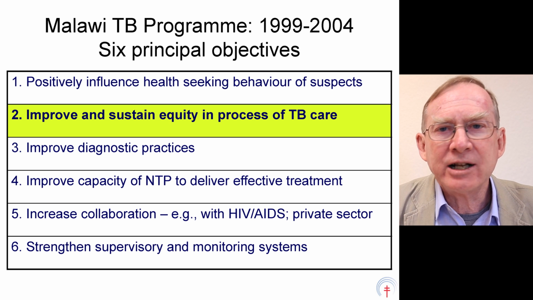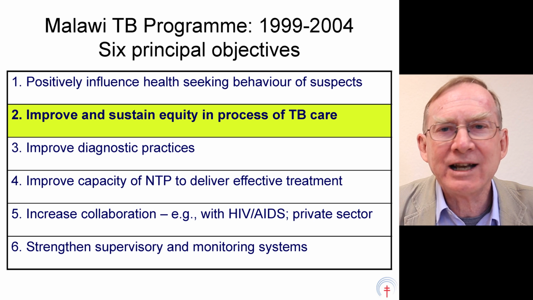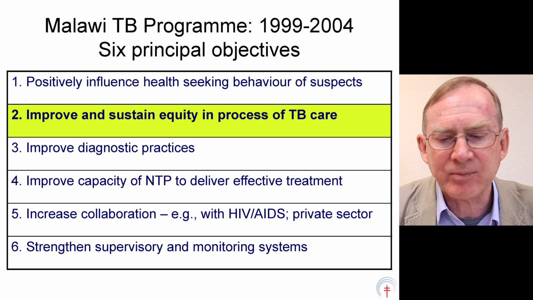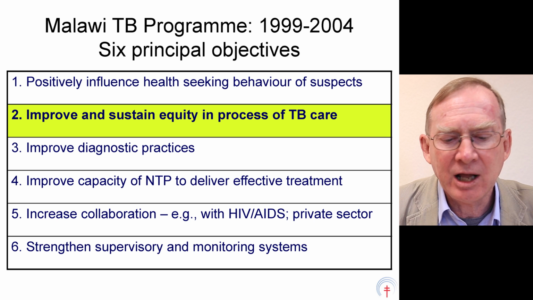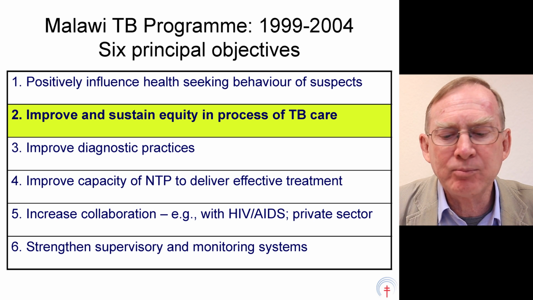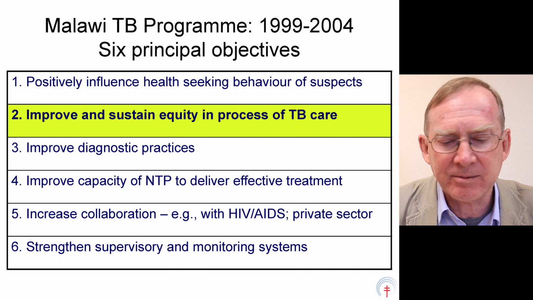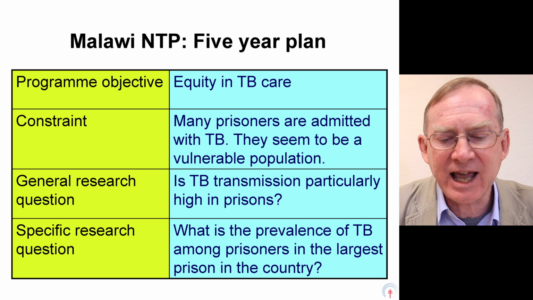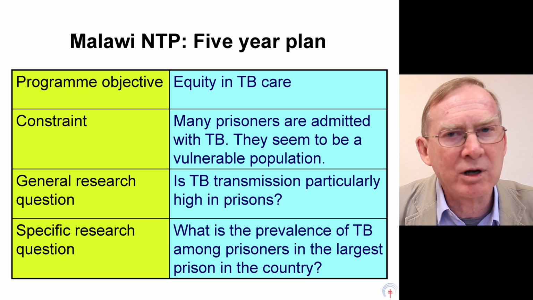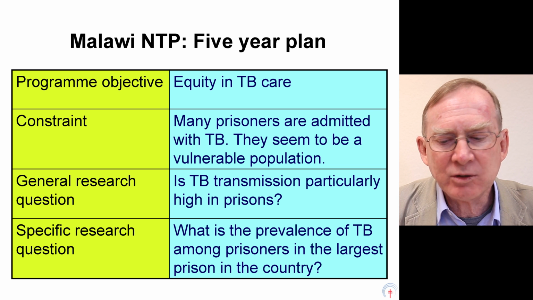From 1999 to 2004, Malawi had a 5-year TB program with 6 principal objectives shown on this slide. The second objective was to improve and sustain equity, meaning fairness, in the process of TB care. So if we look at this program objective, equity and TB care, one of the constraints, one of the challenges was that we had many prisoners being admitted around the country with tuberculosis.